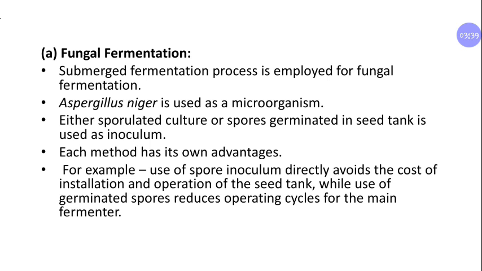Fungal fermentation. Submerged fermentation process is used for fungal fermentation. Aspergillus niger is the microbe. Either sporulated culture or spores germinated in the seed tank is used as the inoculum. Each has its own advantages. For example, use of spore inoculum directly avoids the cost of installation and operation of the seed tank, while the use of germinated spores reduces the operating cycles for the main fermenter.